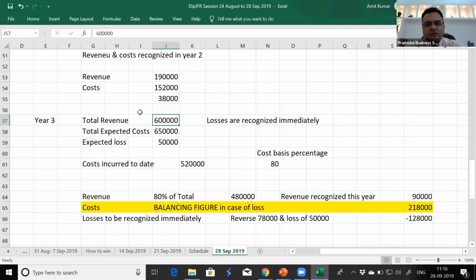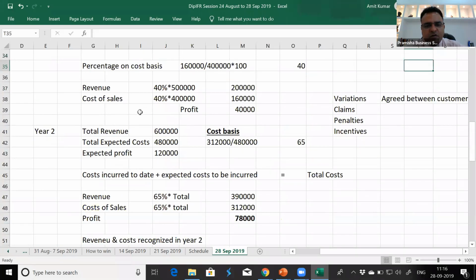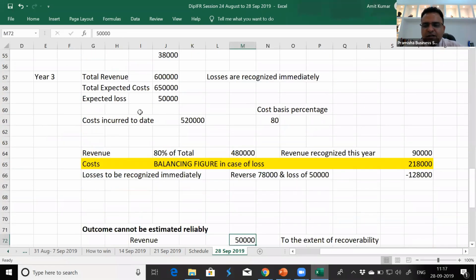How much cost have you recognized till date? You have already recognized a cost of 218,000 in year 3 and 160 in years 1 and 2, so the total is 312 plus 218 till date. Now in the final year, if your costs are much lower and you turn profitable, you will recognize the differential as profit. Whatever losses you have recognized will be reversed in future because of your profitability in future.